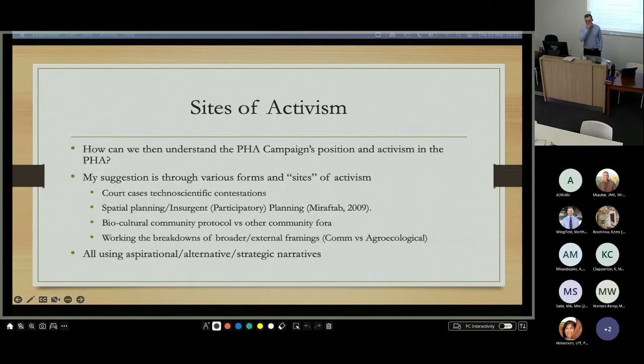So I wanted to understand, and what I looked at eventually was the sites of activism. How does a small group of people, the PHA campaign, manage to contest? How are they able to position themselves? But also, how are they able to contest these frameworks that we see playing out here? Big money into commercial agriculture or development. And if you're not doing that, you're not making value, you're not a big player in the area, so who cares? How do they work that? How do they position themselves?